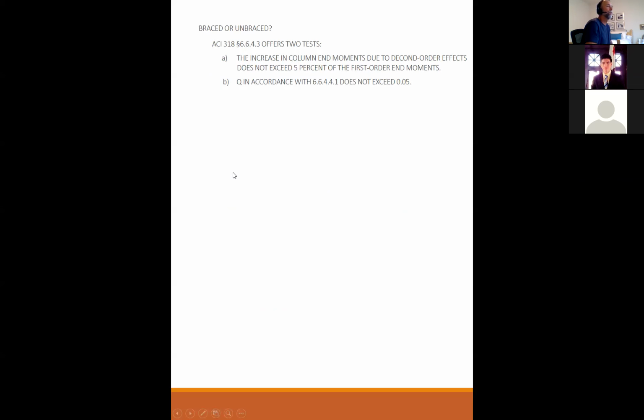Or Q, in accordance with 6.6.4.4.1, does not exceed 0.005. And this is Q. Q is the sum of all axial load on that story, this is the deflection of that story, this is the shear that caused that deflection, and this is the story height.